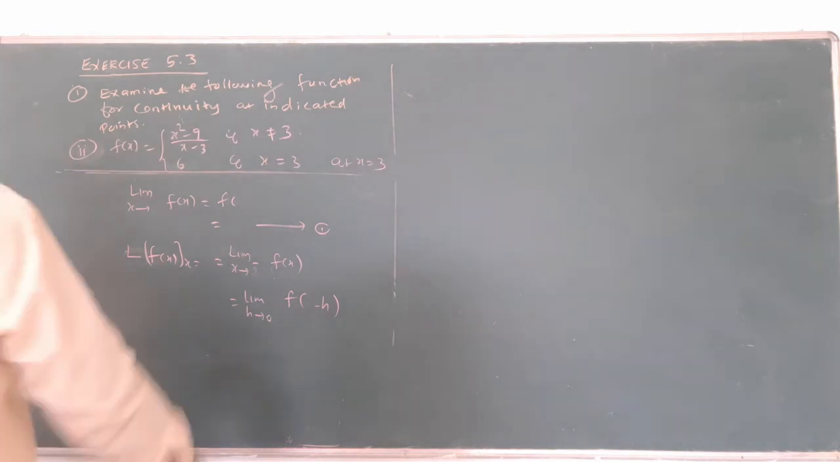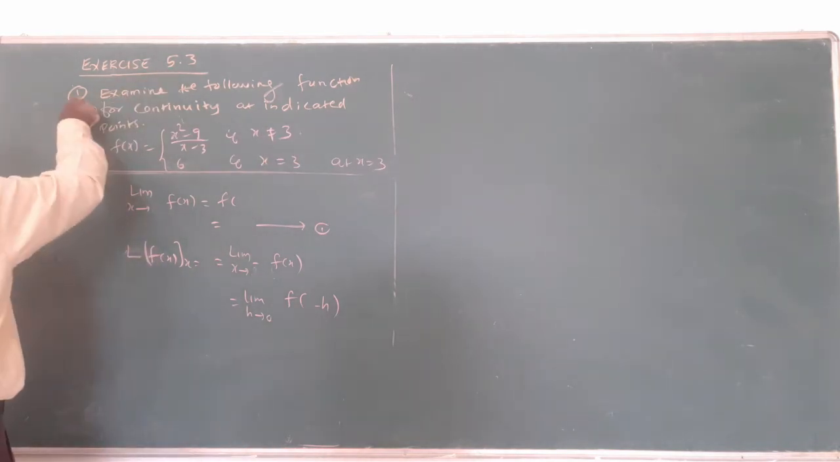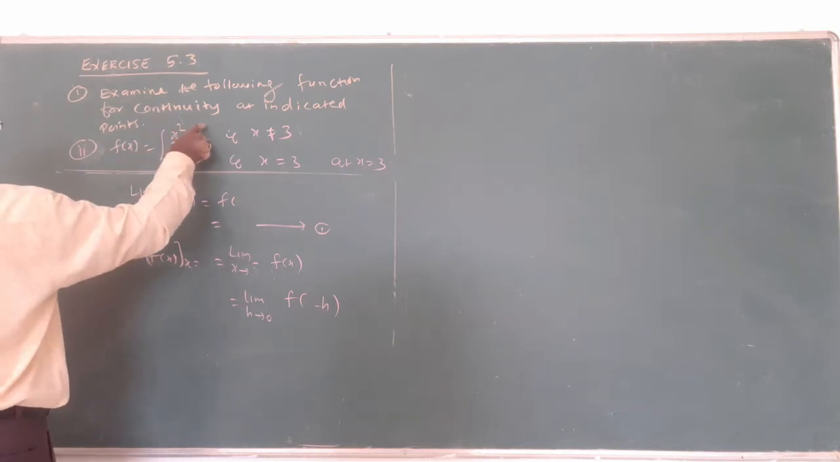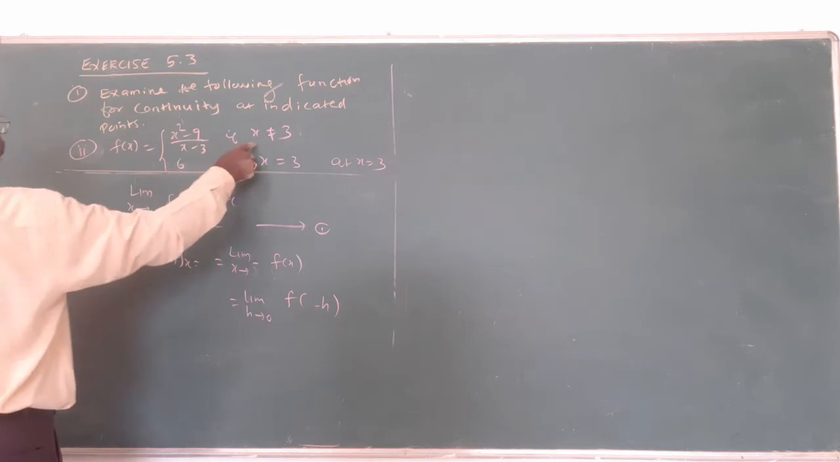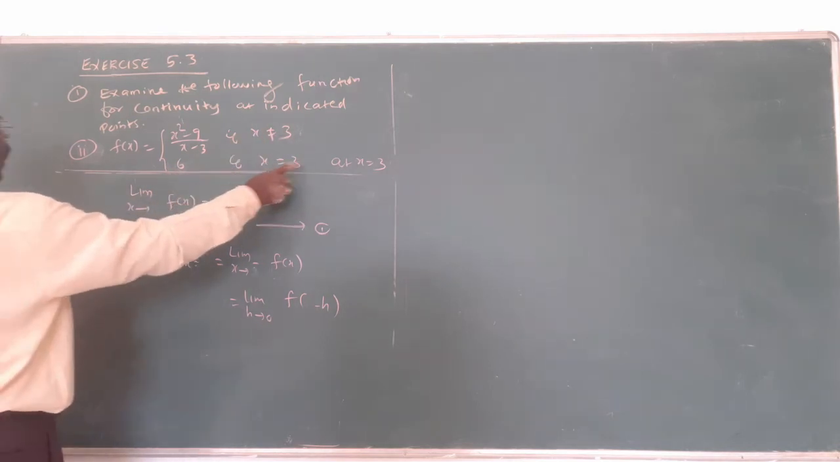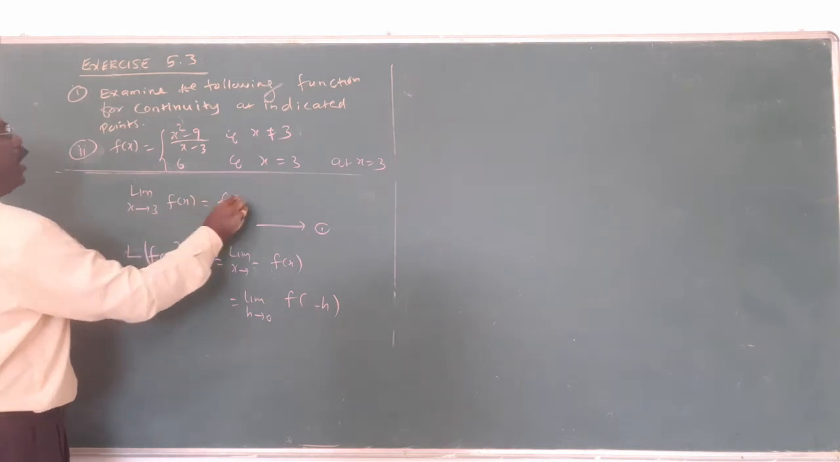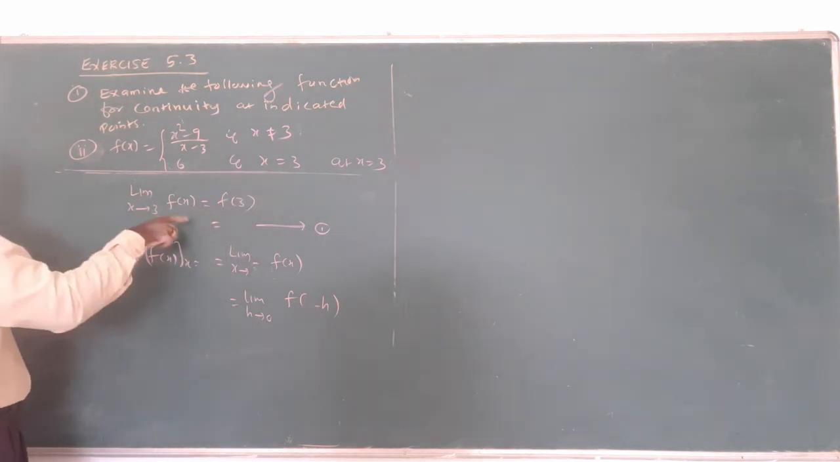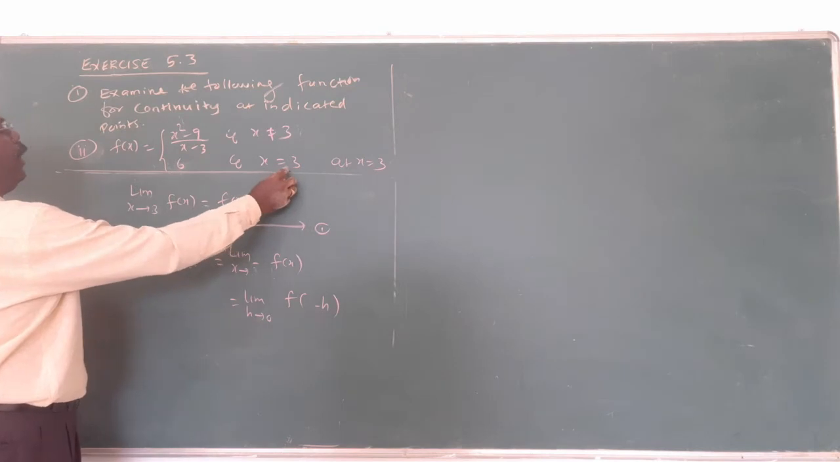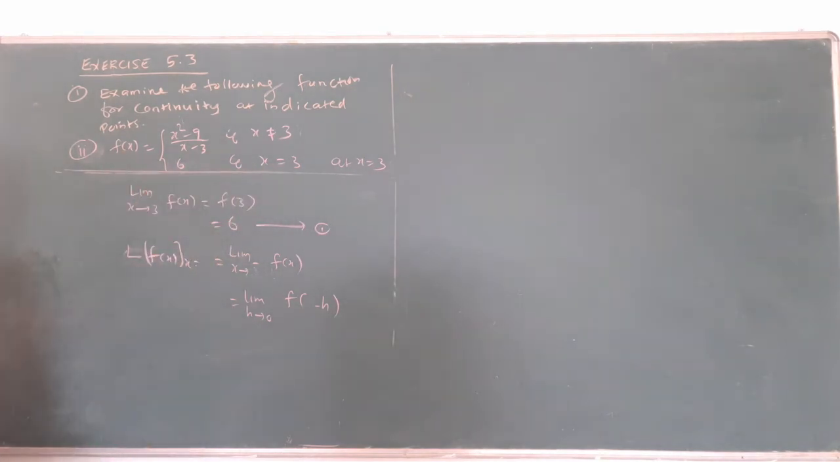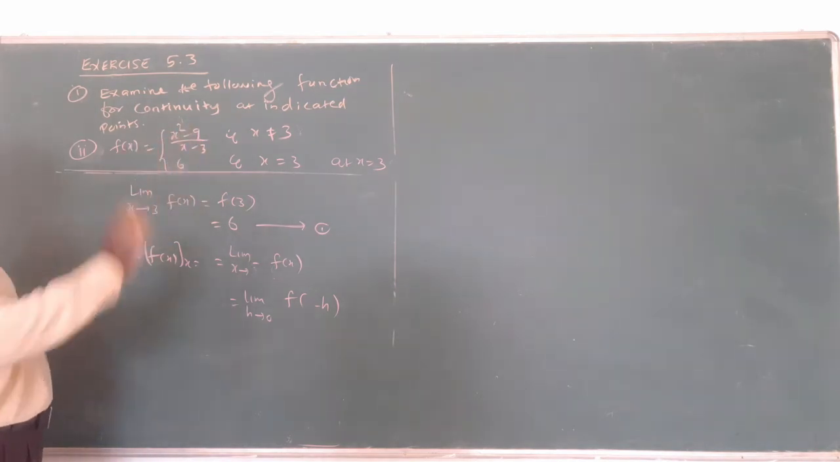Now second subdivision, exercise 5.3, first question, second subdivision: f of x is equal to x square minus 9 by x minus 3 if x not equal to 3, 6 if x equal to 3. Now limit x tends to 3 of f of x is what? f of 3. f of 3 means what? At x equal to 3, the corresponding value is 6. That is the answer. No need to simplify here, directly the answer.